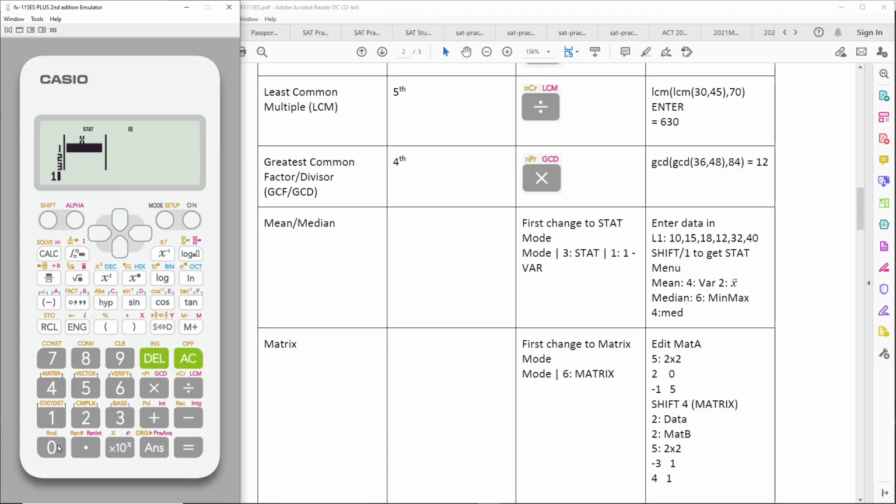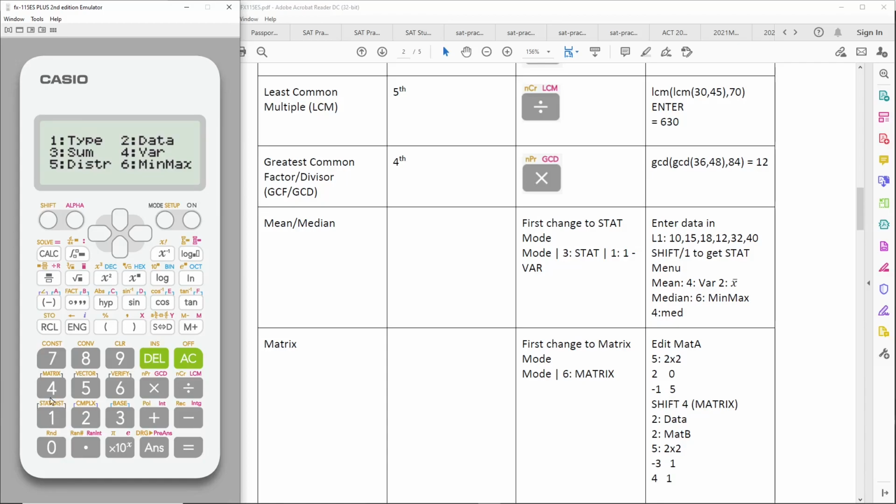So I'm going to use 10, then press equal, 15, 18, 12, 32, and 40. Now press AC to go back to the main screen, and then do shift 1 to go to the stat menu.